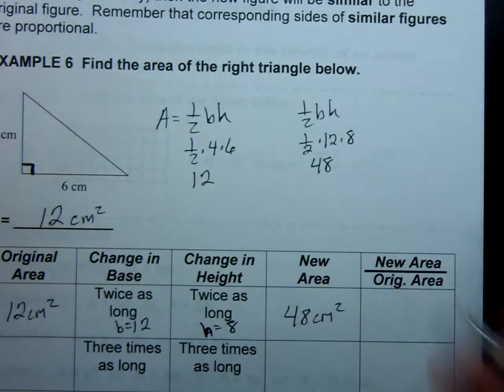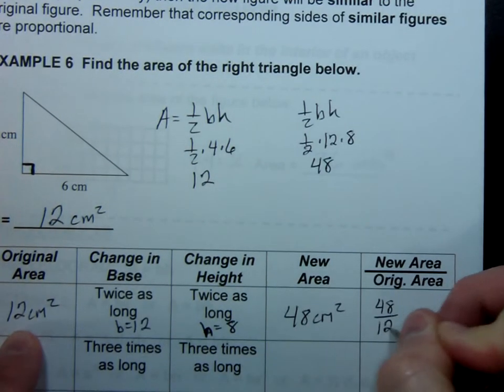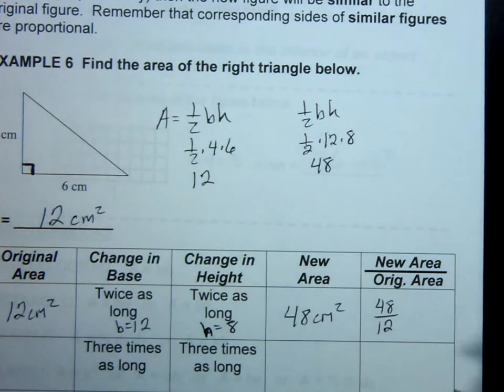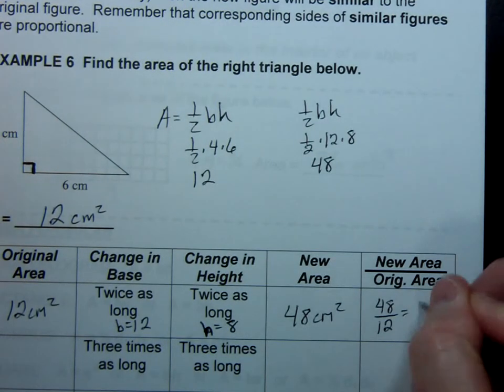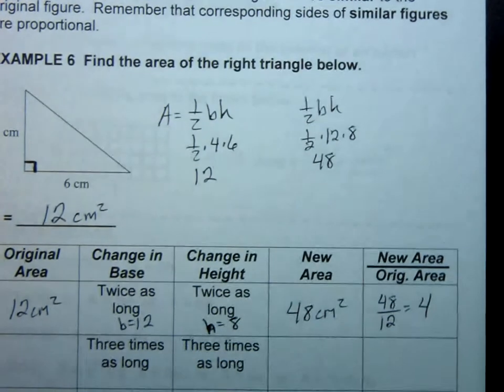Let's take the new area and divide it by the original area. So that's 48 divided by 12. And when we do 48 divided by 12, you should get 4. Because the new area is 4 times as large as the original area.